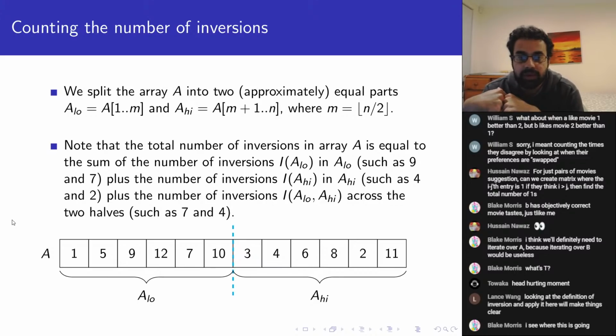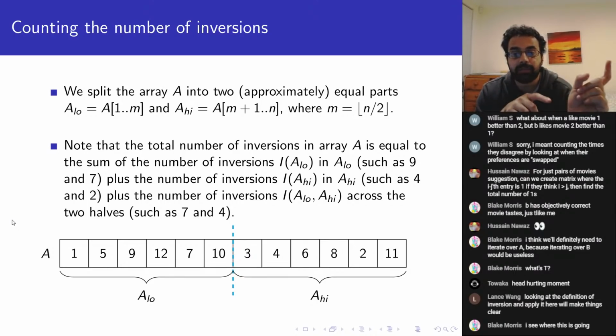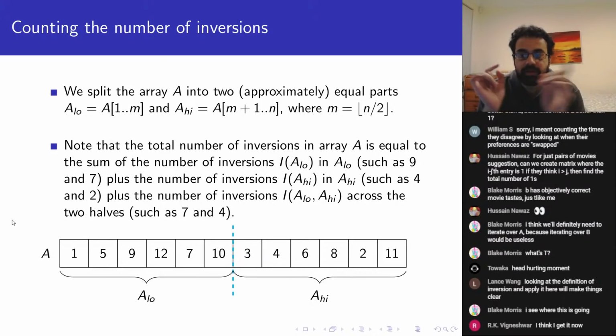Okay, so what we're going to do is split up the array A into 2 equal parts. A low will have the first half of the array, A high will have the second half. Then the inversions within this array can arise in a few different places. You can have an inversion entirely within A low. For example, 9 and 7 are out of order, and both are entirely within A low. In the second half, we have 4 and 2, which are again out of order and entirely within the second half. You can also have inversions across the partition.